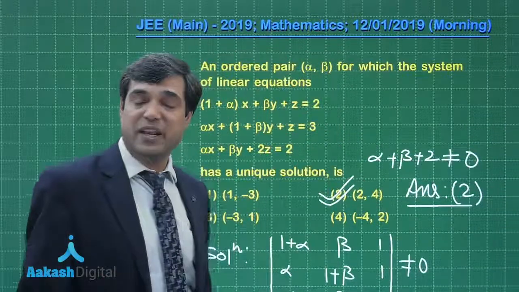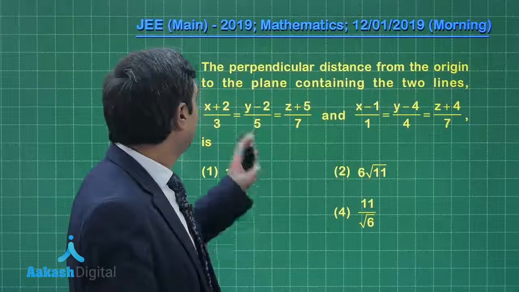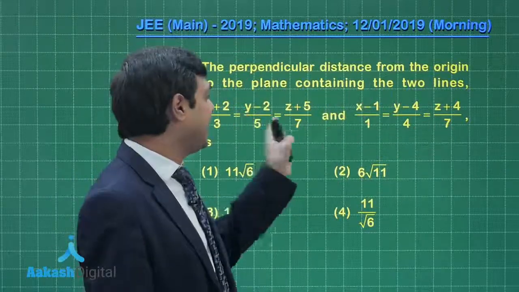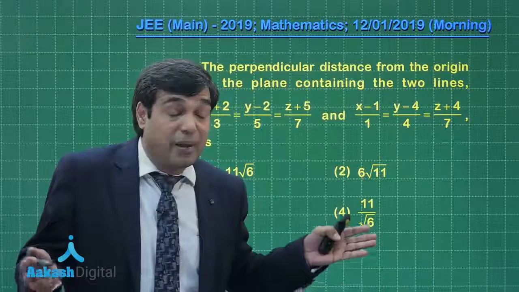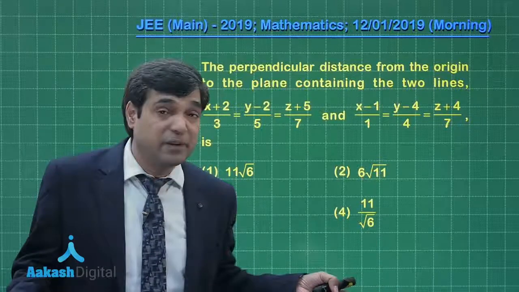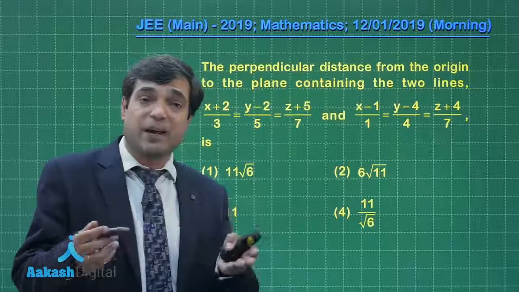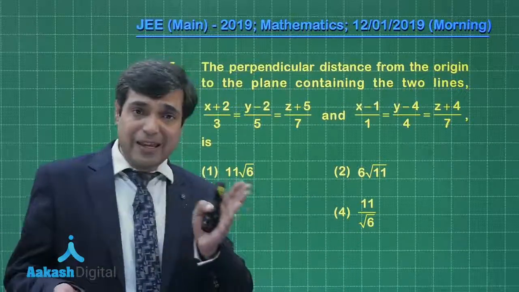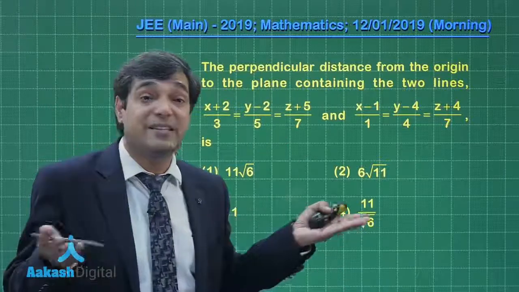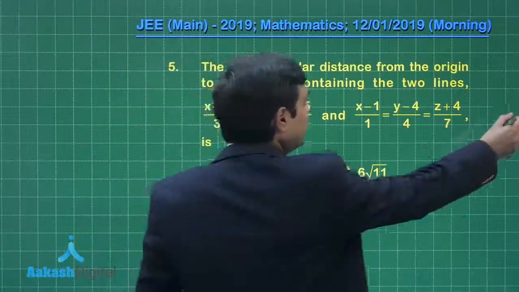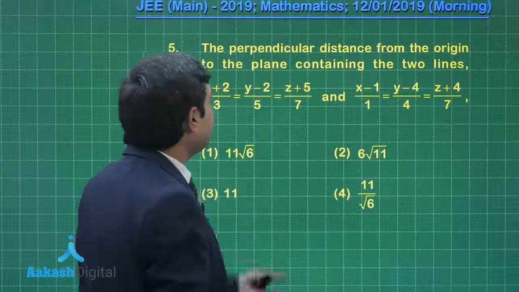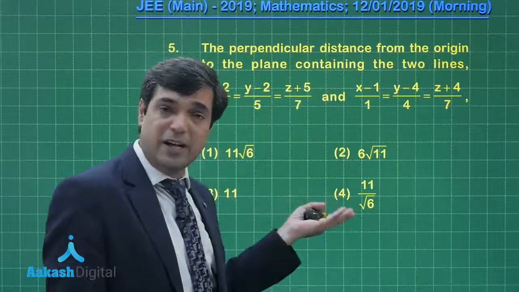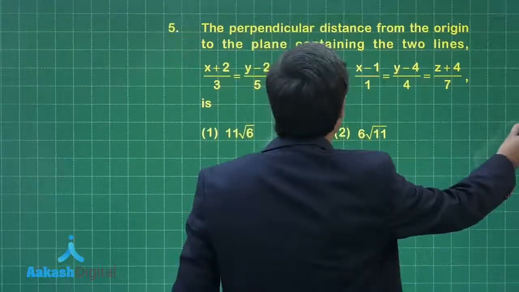So, let us move on to the next question of this paper. The perpendicular distance from the origin to the plane containing these two lines. Now, a plane containing two lines, how is it given? Simply you can write the determinant of x minus x1, y minus y1, z minus z1; a1, b1, c1; a2, b2, c2 is 0, correct. So, that gives you the equation of the plane. Now, the question is asking for the perpendicular distance of that plane from the origin. So, let us find out the equation of the plane first.